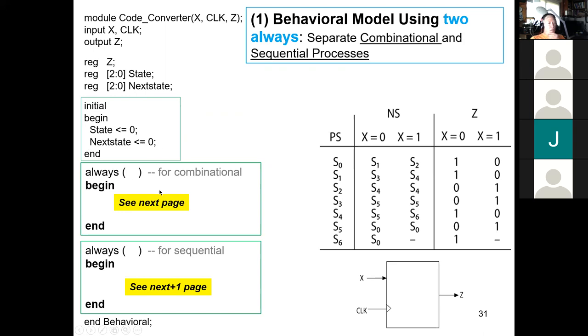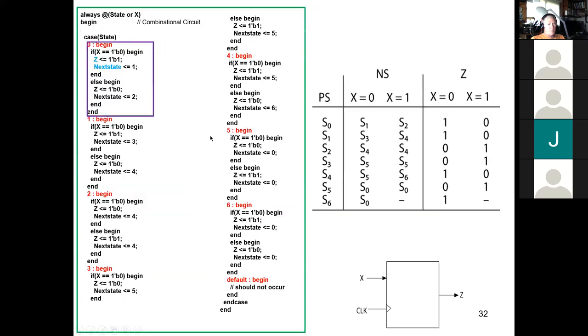Then we have an always block for our combinational logic, which is going to result not in sequential logic, but combinational logic. And then we have an always block for sequential. Note, this always block should have level signals, not a clock, and it should have blocking assignments theoretically. And this should have a clock and non-blocking. All right, so let's look at it.